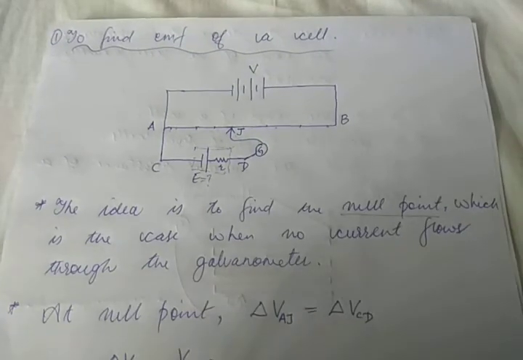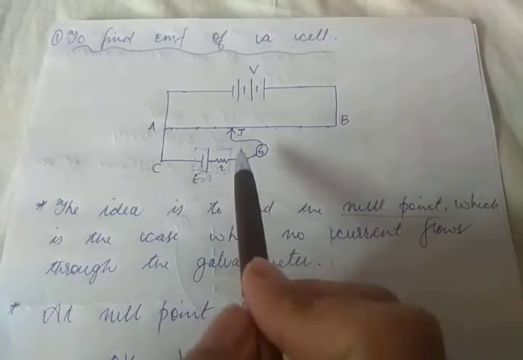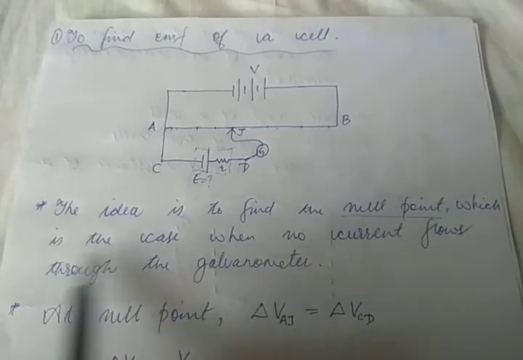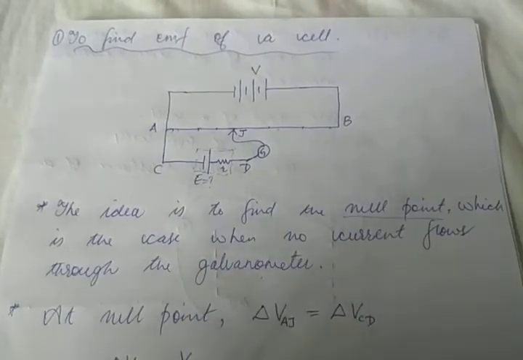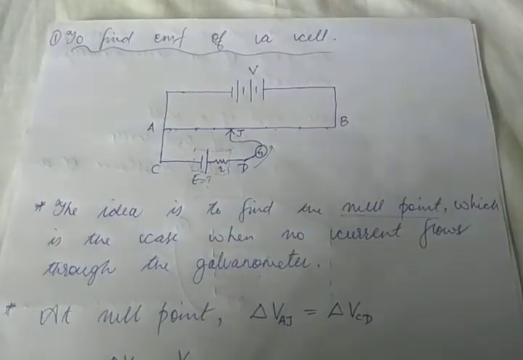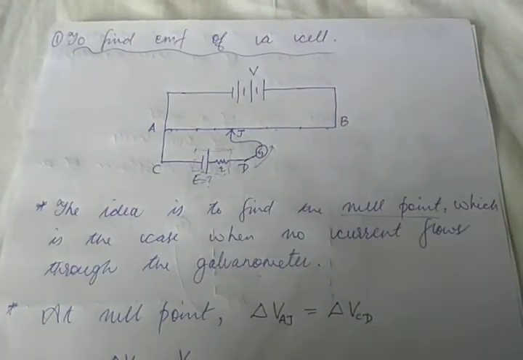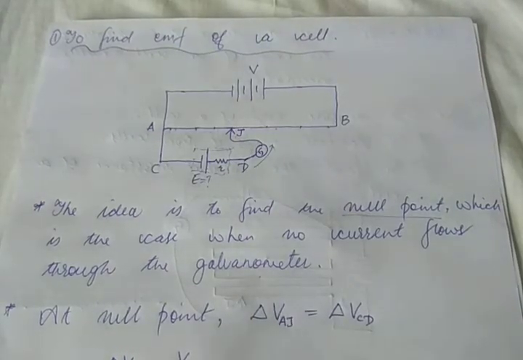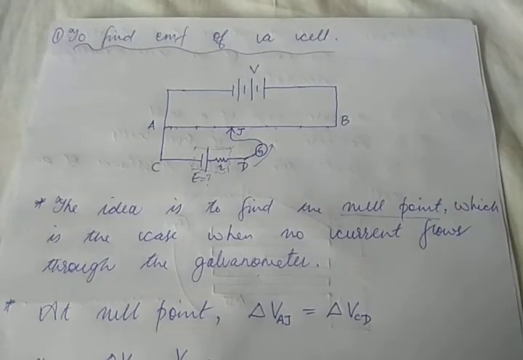Once I find the null point, null point means the case when no current flows through the galvanometer. Finding the null point means there is no current flowing through the galvanometer. The only reason the galvanometer deflects is because there is current flowing, because the galvanometer detects current. The moment it detects current, it deflects, remember. Since the galvanometer is not deflecting at the null point, there is no current flowing through the galvanometer. This is what we need to find, remember.